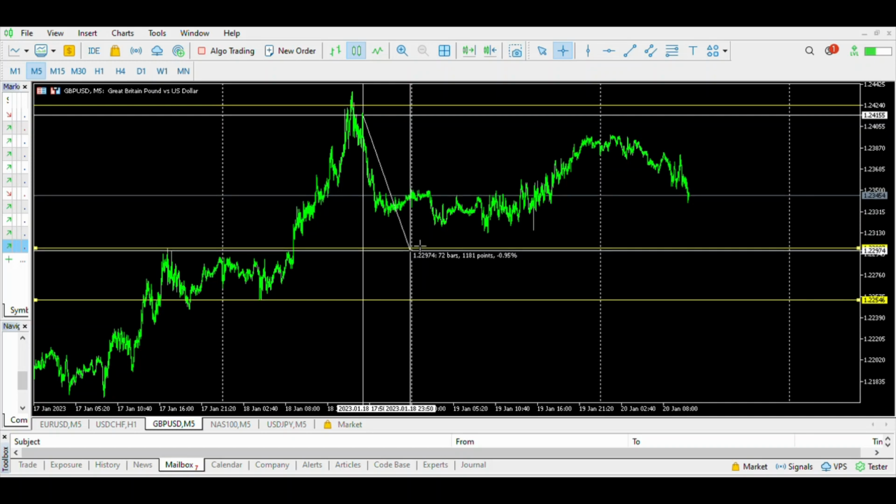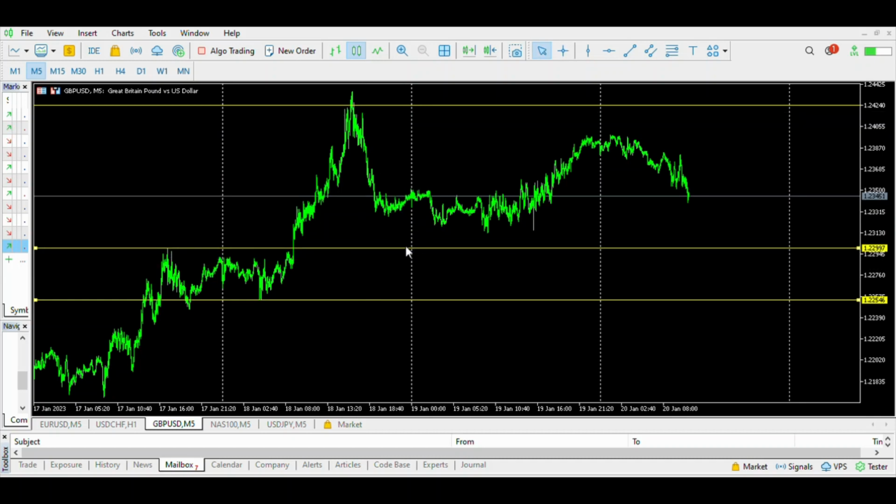Eventually it's going to get there. I don't know when, but eventually it's going to get there. The indicator won't tell you that. It will get there. It's a matter of when. Okay, so you can write that down. Now price is moving down.